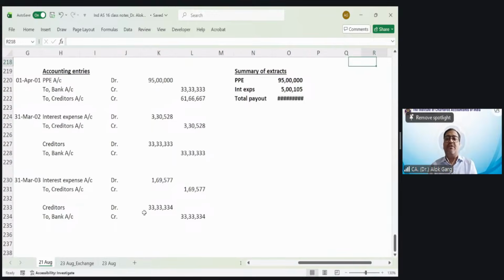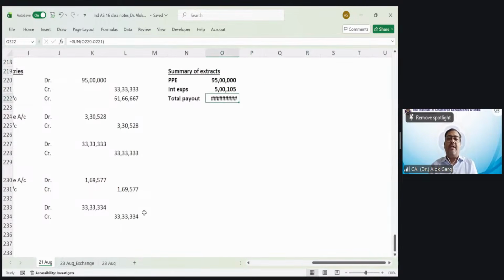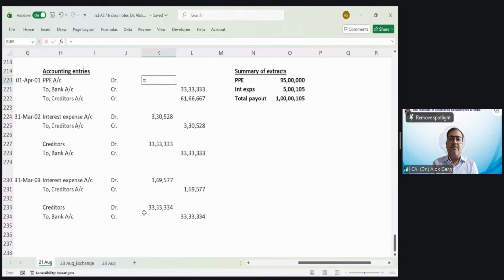What is the summary? What is the total summary? Your total payout is 1 crore rupees. 95 lakh rupees. Your total payout is 1 crore rupees. So 95 lakh rupees. Just a minute. So basically I have rounded off. Otherwise it would have been this much.